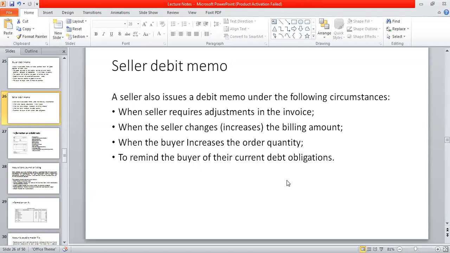And lastly, to remind the buyer of their current debt obligations. So the seller can send a debit memo as a reminder to the buyer of any debt obligations which are not yet settled.